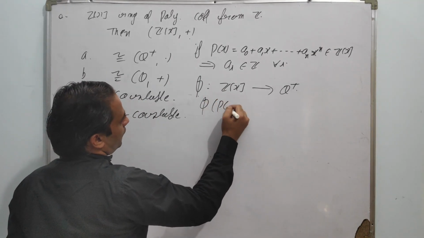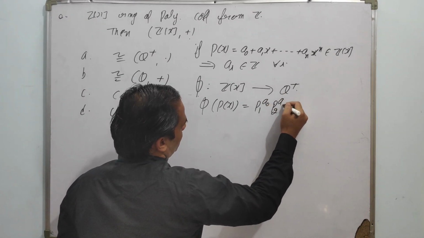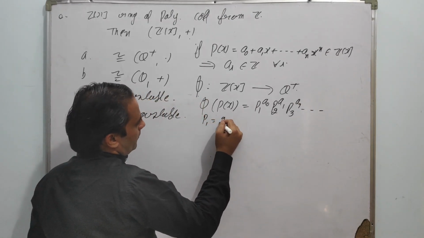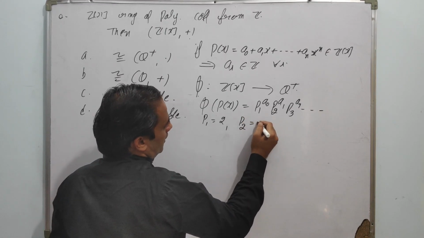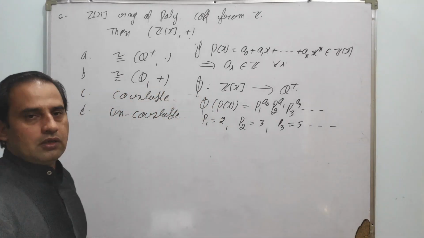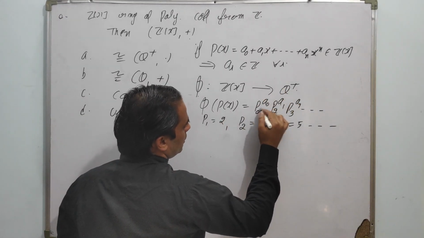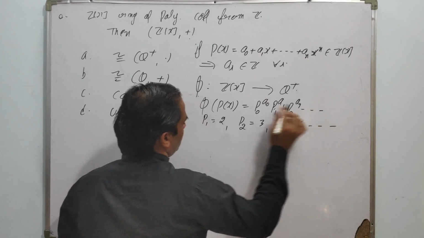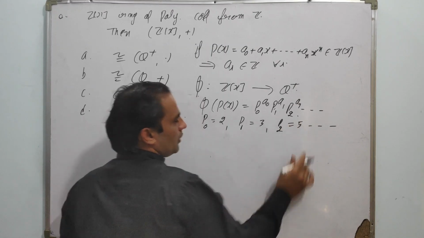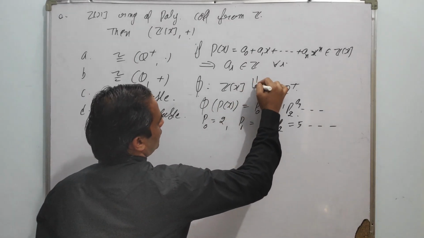such that phi of p(x) is equal to p1 to the power a0, p2 to the power a1, p3 to the power a2 and so on, where p1 is the first prime number which is 2, p2 is 3, p3 is 5 and so on. So basically pi is the ith prime number, or we can change the notation: this is p0, p1, p2, where p0 is 2, p1 is 3 and p2 is 5 and so on.